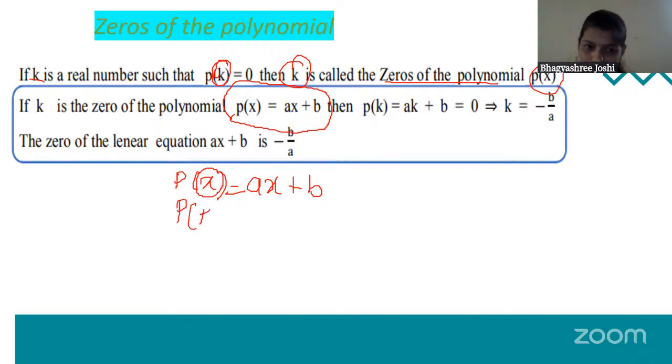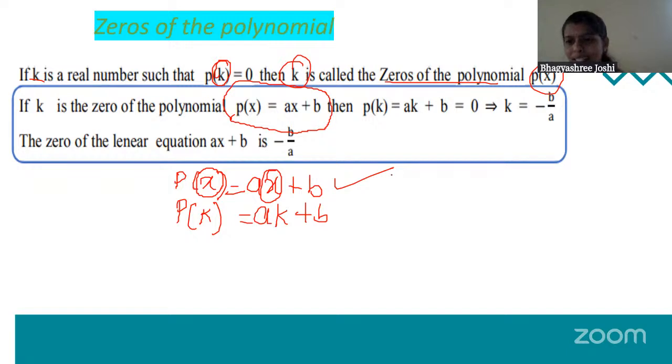Therefore, I can write it as p of k. Here also, in place of x, I will write k, ak plus b, right? p of k is equal to ak plus b. It is the standard form of linear polynomial, right? Remember, it is the standard form of linear polynomial.